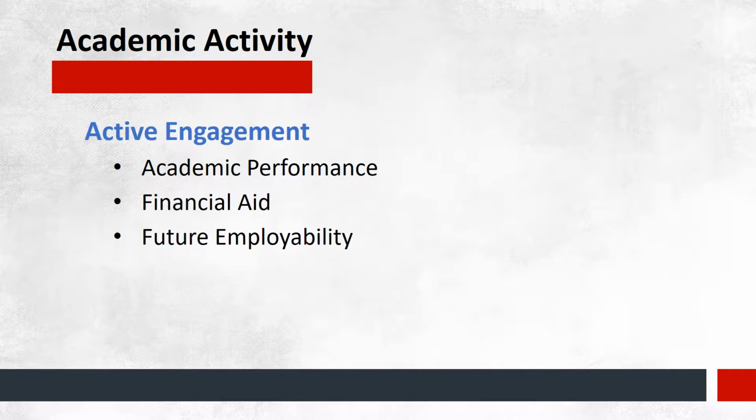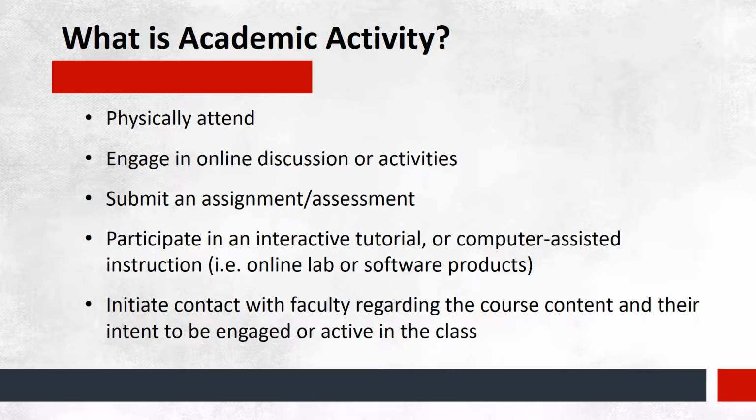Students have the first week of class to meet one of the following academic activity guidelines. Academic activity includes physically attending class, engaging in online discussion or other asynchronous online activities, submitting an assignment or completing an assignment, participating in an interactive tutorial or computer-assisted instruction, for example, online lab and software products, or initiating contact with faculty regarding the course content via phone or email that demonstrates the intent to be engaged or active in the class.